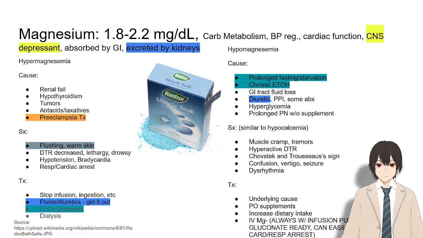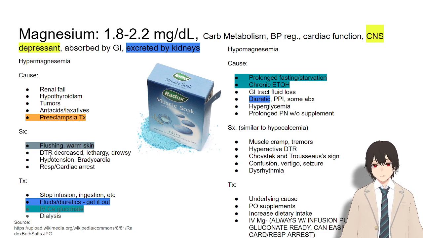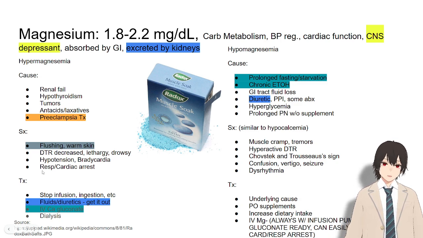And the way I remember that is bath salts often have magnesium in them. You want to relax, you pour yourself a nice bath. But if you have too much bath salts, aka too much magnesium, you're going to be way too sluggish, way too relaxed, right? So some common symptoms are the flushing warm skin. There's going to be decrease in deep tendon reflexes. There's the hypotension, the low blood pressure, bradycardia, the slow heart rate, and if it gets severe enough, respiratory and cardiac arrest.